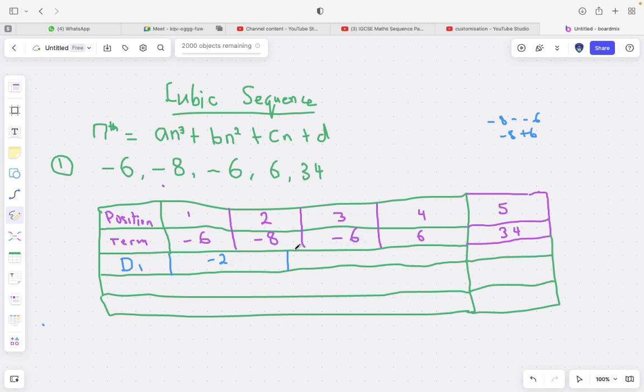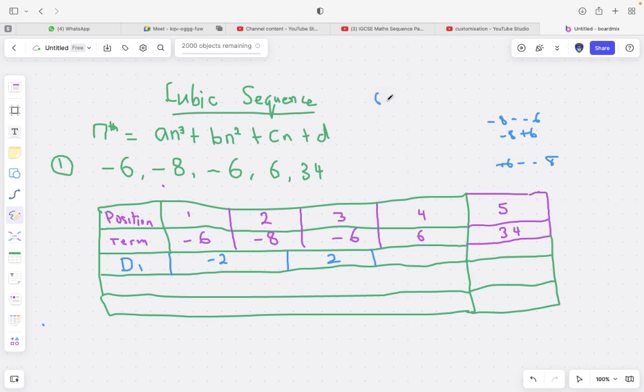Now, the second difference: -6 minus 8. So it becomes -6 plus 8. That's plus 2. So the difference between the second term and the third term, we can put the line here. The difference is +2. It's ordinary 2. Then here, we have this and this.